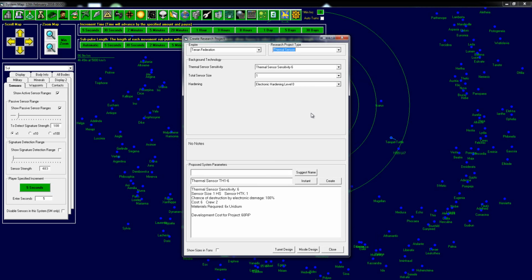Hello everyone, and welcome to another part in the Aurora Forex tutorial series that I'm making. I believe this is part number 4, and today we are going to deal with passive sensors, both EM and thermal. As a bonus, we're also going to look a bit at the deep space tracking stations, because some of you were asking about that.